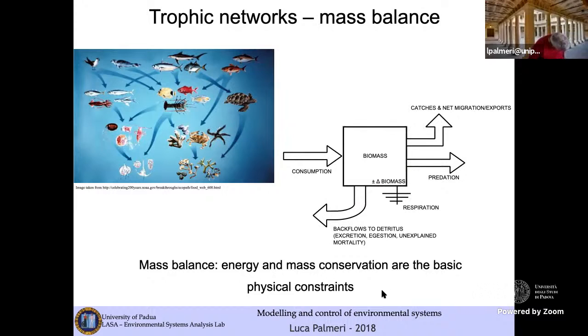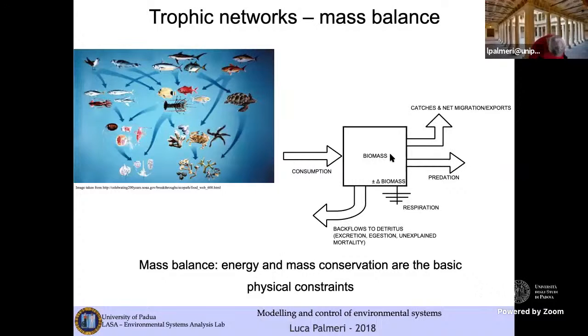You remember we have introduced physical constraints as constraints onto the differential equations that describe our process, so that for each one of these elements, we may describe them as a box that is characterized by a biomass, so a quantity of organisms. This box grows as a consequence of a consumption process. So this is as a consequence of transfer of some matter from other boxes into the biomass box.